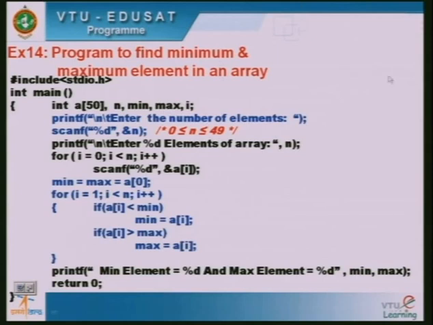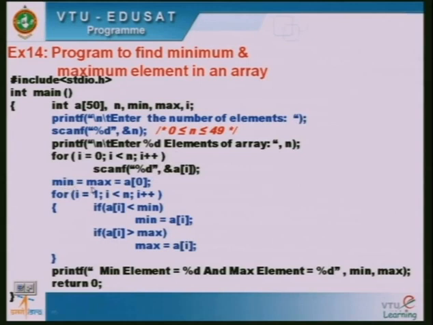We have declared here an array of 50 integer elements. The n is the number of elements you may ask the user to enter. Min and max, two variables you have taken there, and the loop iterator I. Next, "Enter %d elements of an array", you are reading n elements of an array there. Then I is equal to 0, I less than n, I plus plus, scanf of %d, ampersand a of I. Fine. You will be reading all the n elements of an array.